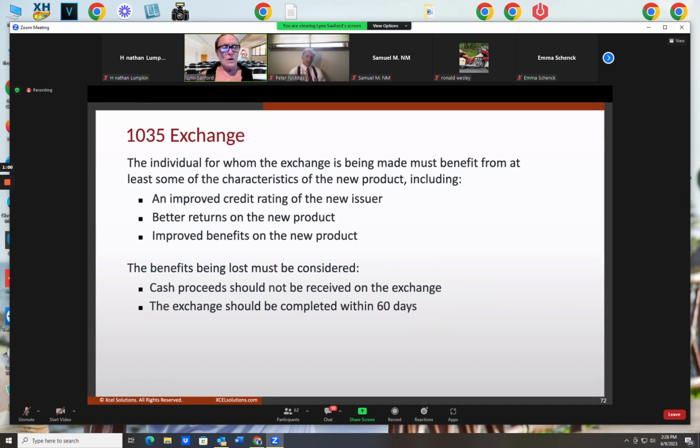So, 1035 exchanges. The individual for whom the exchange is being made must benefit from at least some of the characteristics of the new product, including improved credit rating of the new issuer, better returns on the new product, and improved benefits of the new product. And you better be able to establish these in writing, the reasons why you are doing a 1035 exchange in any product. The benefits being lost must be considered. Cash proceeds should not be received on exchange, and the exchange should be completed within a 60-day period of time.